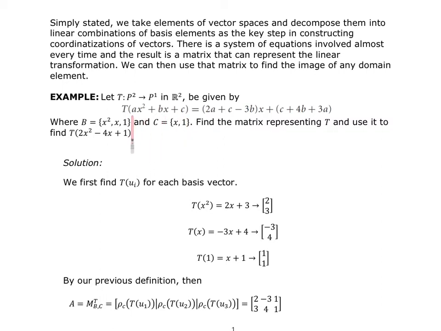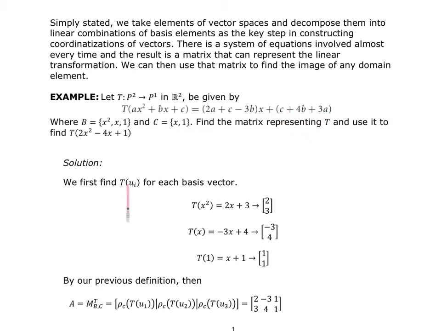It says if I take the leading coefficient, which is a, the linear coefficient, which is b, and the constant, which is c, so this is standard for a quadratic, then the function I'm going to apply to these input values gives the output: 2a plus c minus 3b, which would be the coefficient on x after the transformation, and then the constant would be c plus 4b plus 3a.